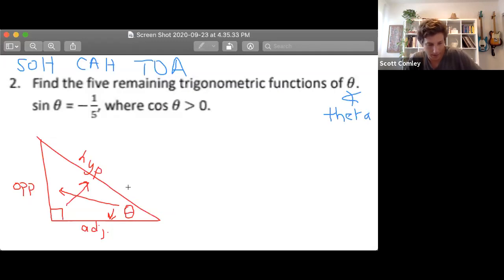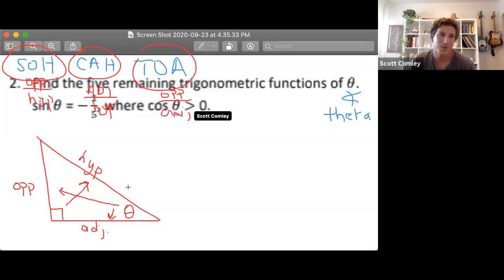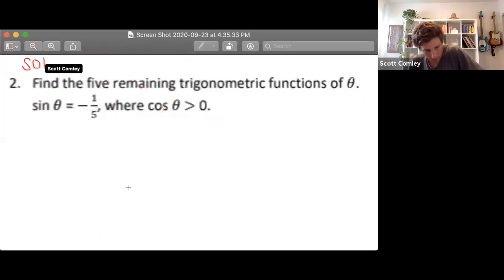SOHCAHTOA is a play on those sides. Sine is opposite over hypotenuse. Cosine is adjacent over hypotenuse. Tangent is opposite over adjacent. I know this sounds super abstract, and maybe you've never heard of it, but you're going to use this a lot. SOHCAHTOA is one of the most heavily used acronyms in trig.